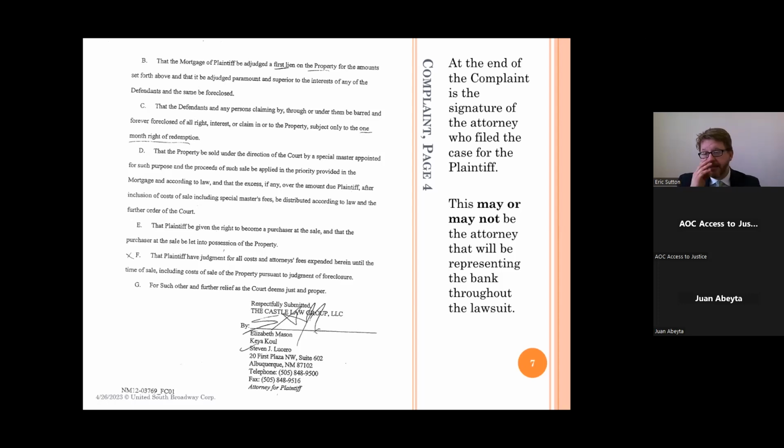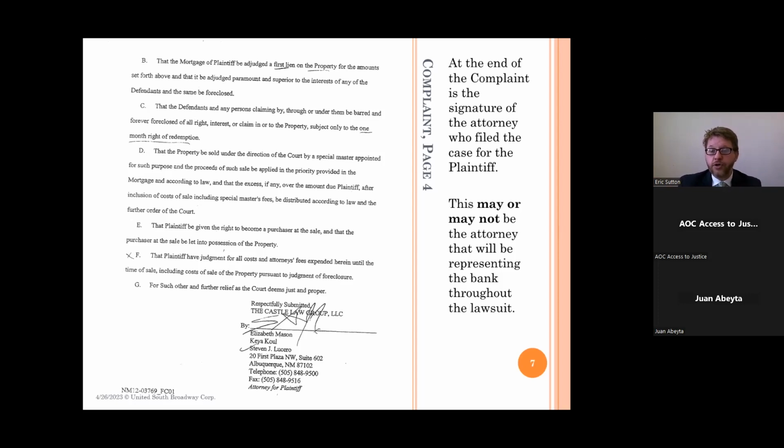That may or may not be the attorneys for the entire case. Very often, especially if the case becomes lengthy, banks will get a new attorney to handle it. They'll just transfer a bunch of cases in a group to a new attorney's office, and they will take those over. So you may see something like that happen if the case goes on for a while.